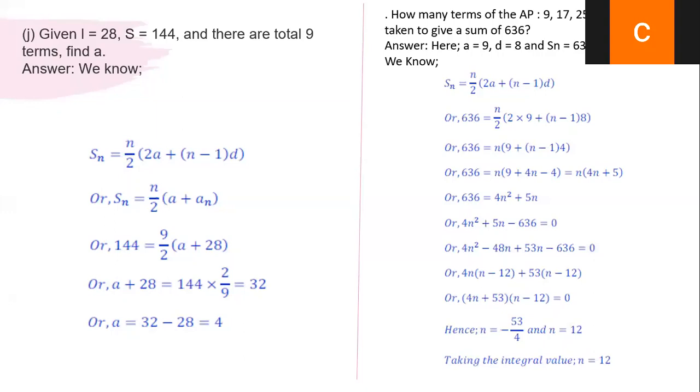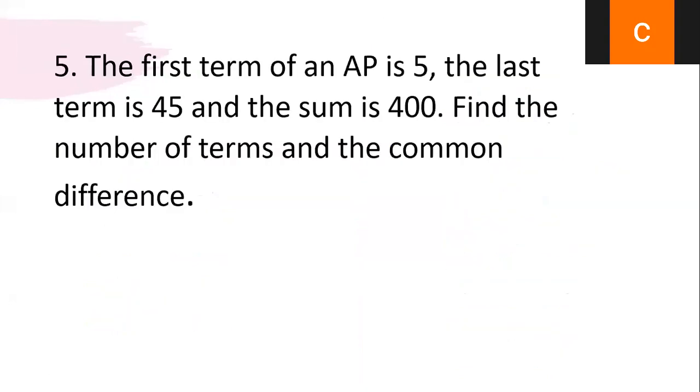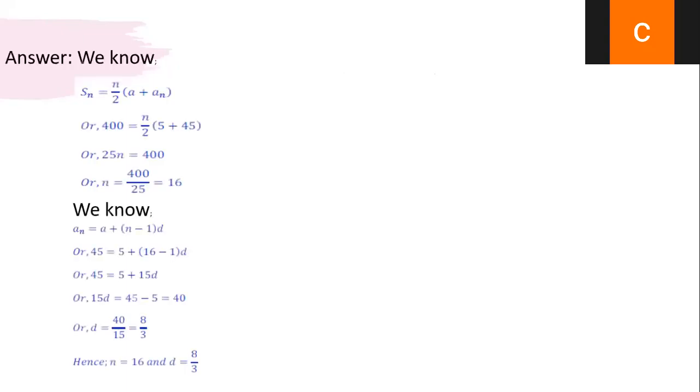Next, fifth one. The first term of an AP is 5. First term of an AP means A is equal to 5. Write the values, children. A is equal to 5. The last term is 45. That is L value, L value or an value, anything you can take. L value 45. And the sum is 400. Sn value 400. Finished writing, children? Yes, ma'am.